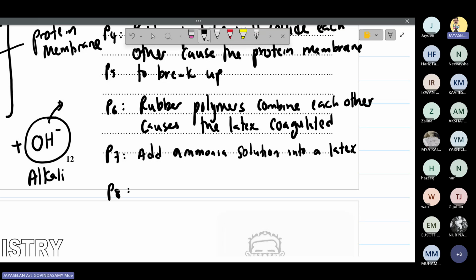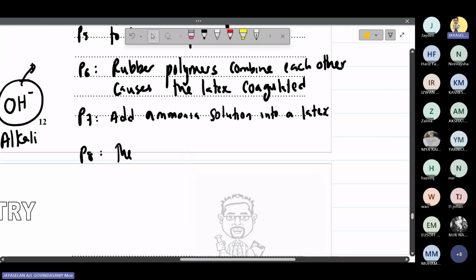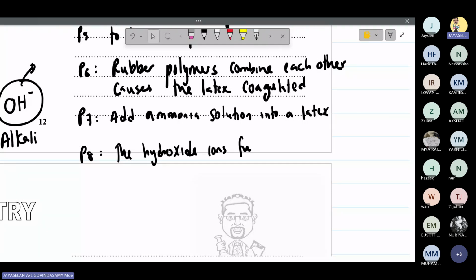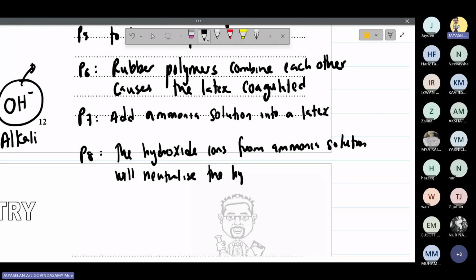Okay, point number 8, explain why. The hydroxide ion from what solution? From ammonia solution. It will neutralize the hydrogen ion produced by bacteria. That is enough. For point number 9, then you mention the latex.